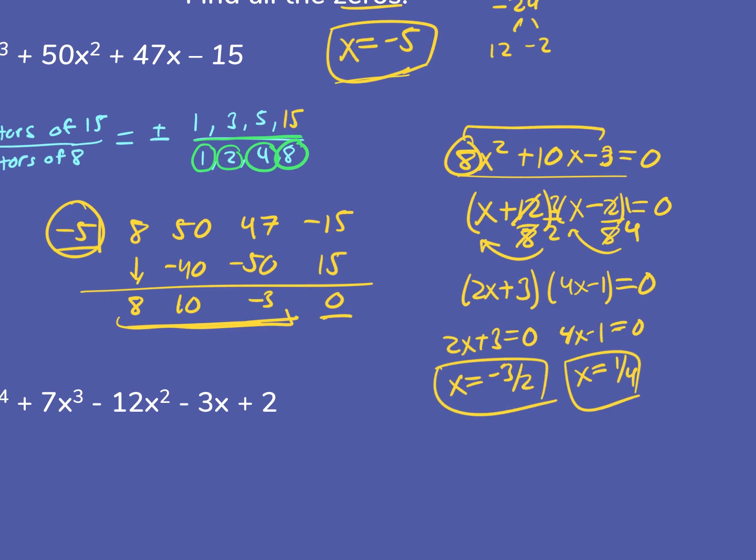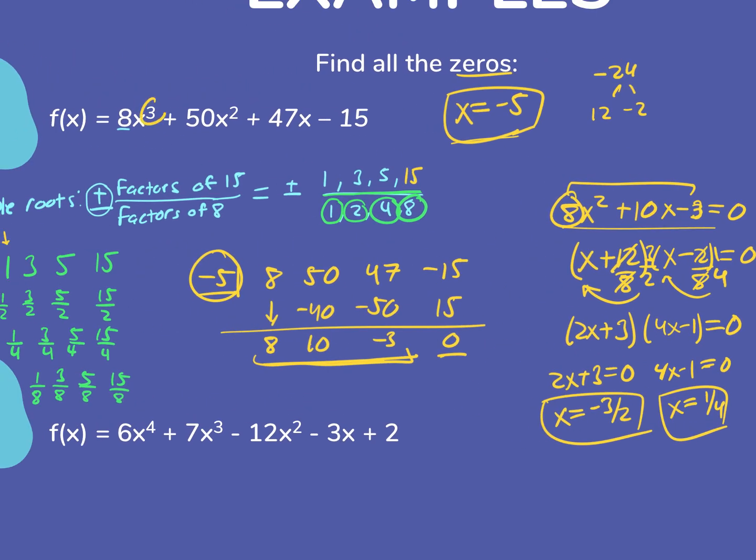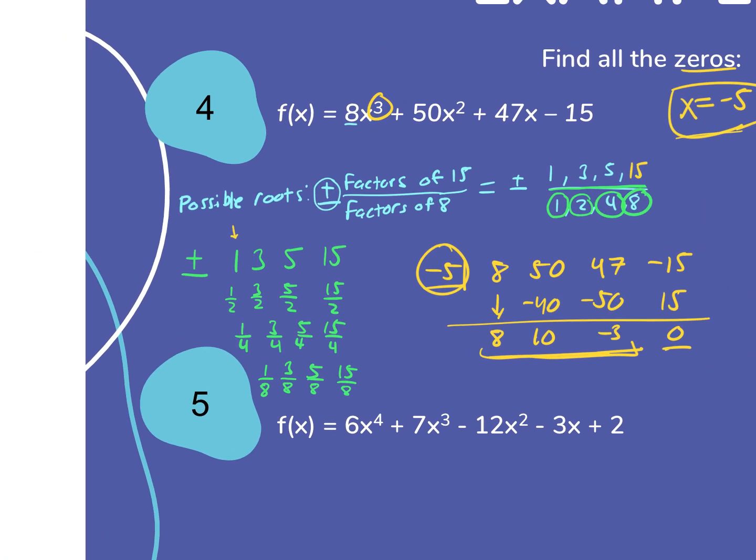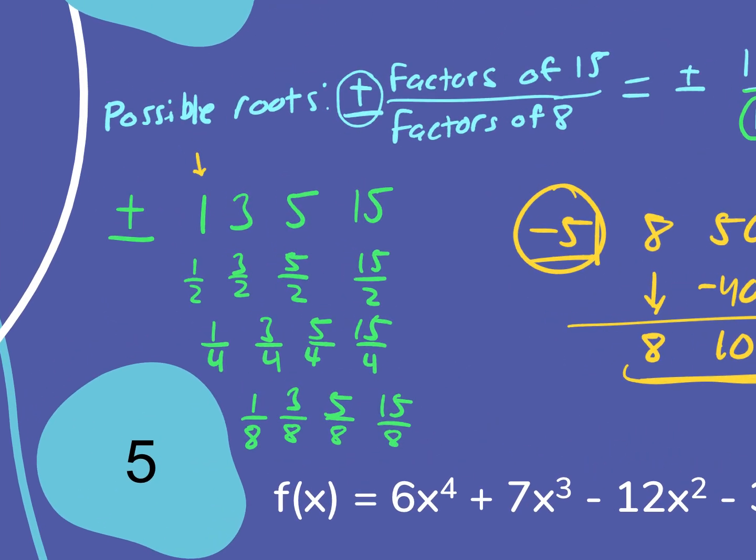Those are the zeros of our polynomial, which makes sense because our highest exponent is 3, so we should get 3 zeros. Now, keep in mind, negative 3 halves and 1/4: if you look at our possibilities, remember it's plus minus everything, so 1/4 worked, and so did 3 halves. Those were in our possibilities.